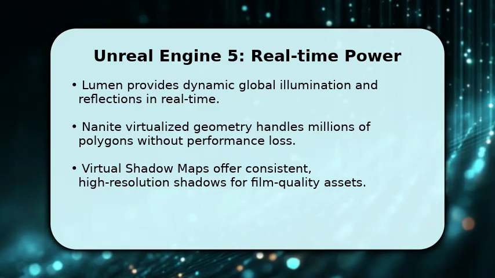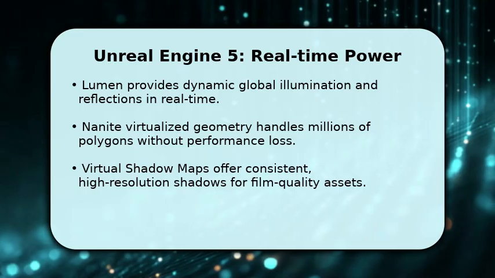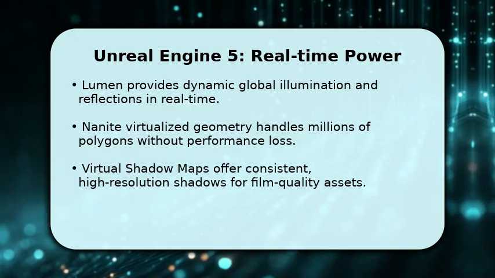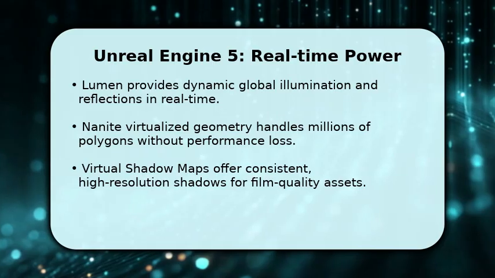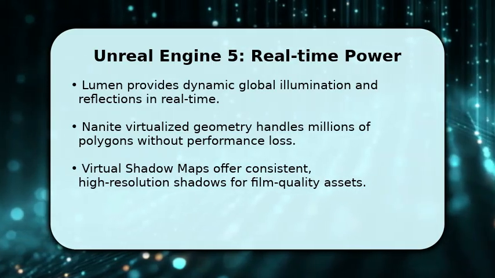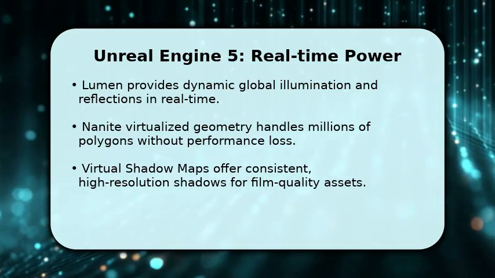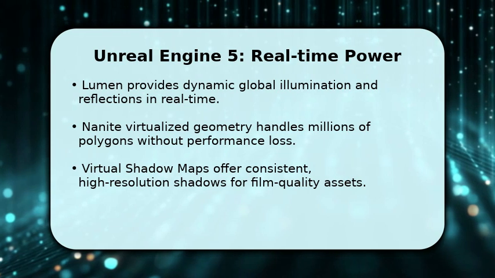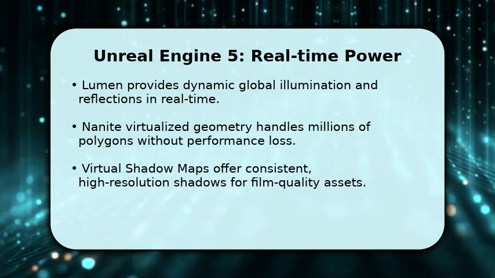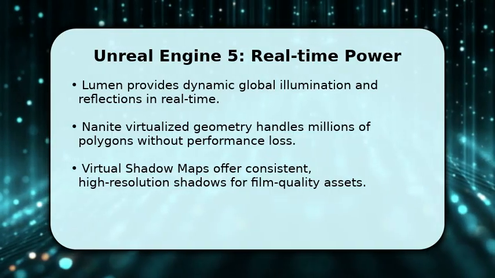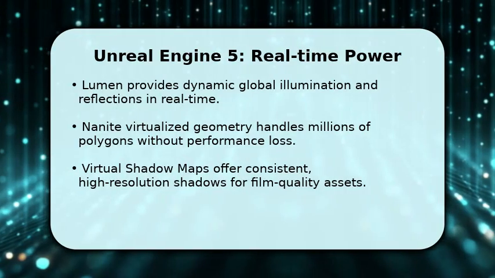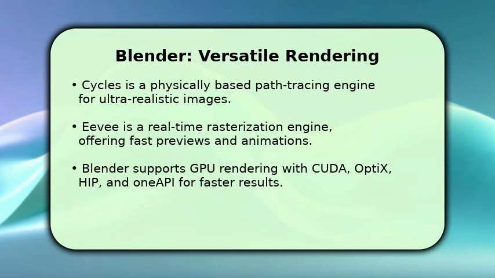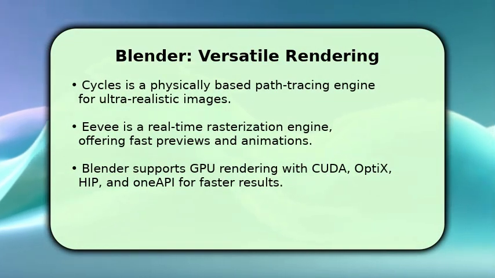Unreal Engine 5 shines with its real-time rendering capabilities, driven by innovative technologies. Lumen, its global illumination and reflection system, dynamically illuminates scenes, adapting to light changes instantly. Nanite virtualized geometry allows for incredibly detailed models with millions of polygons to be rendered efficiently, eliminating the need for manual level of detail adjustments. Furthermore, virtual shadow maps deliver consistent, high-resolution shadows, and real-time ray tracing brings advanced lighting and reflections, making it perfect for immersive virtual environments.